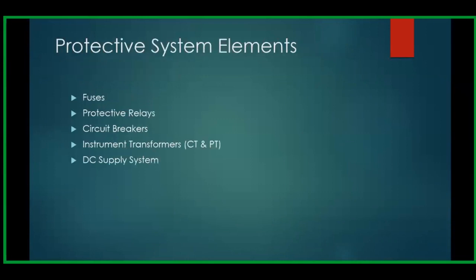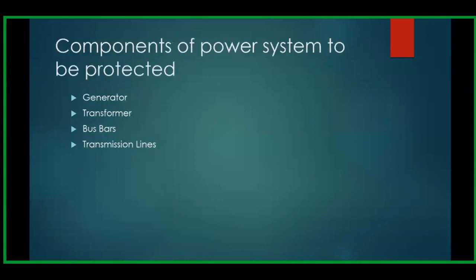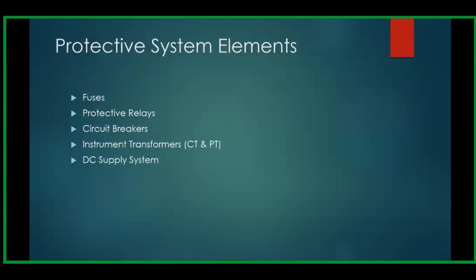Apart from that, for all these components, there are certain protective techniques also: fuses, protective relays, circuit breakers, CT and PT, which we have discussed earlier, and the last one is the DC supply system. All these are the protective systems which power system networks all over the globe use. The voltage or current level may be high or huge, so such protection schemes are required depending upon their ratings also.